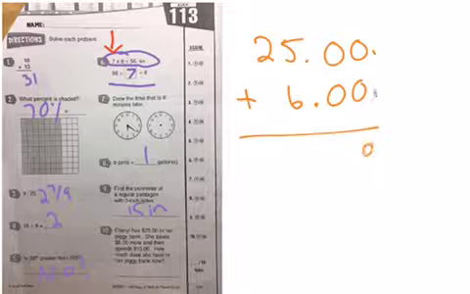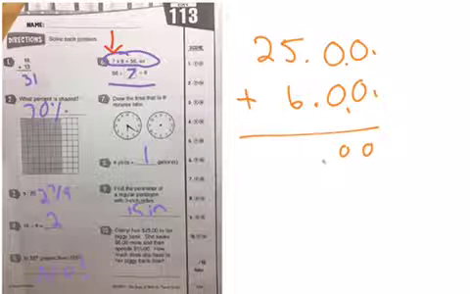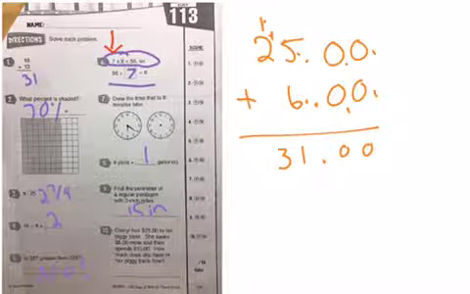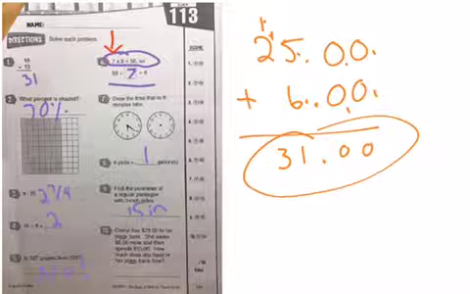0, 0, 0. 0, 0 is 0. 5 plus 6 is 11. I have to put my tens column 1 here. And then I have to do 1 plus 2, which is 3. So that means that Cheryl now has $31.